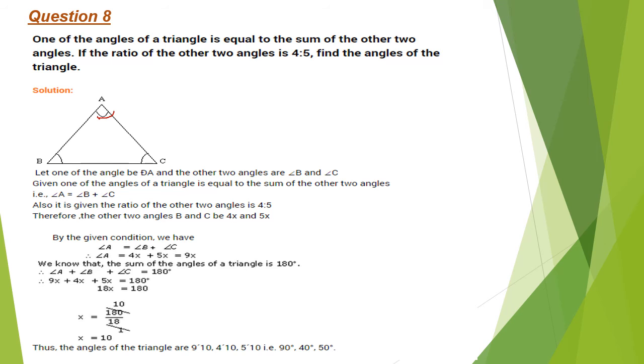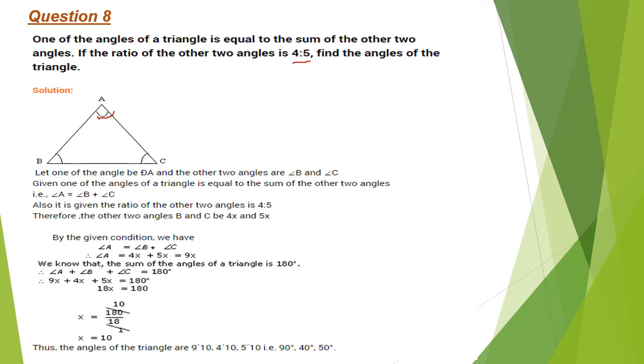If the ratio of the other 2 angles is 4:5, that means these angles are there, no? The ratio of these 2 angles is 4:5. So find the angles of the triangle. Children, as I said, wherever the ratio is there, we want to consider the common ratio as x.